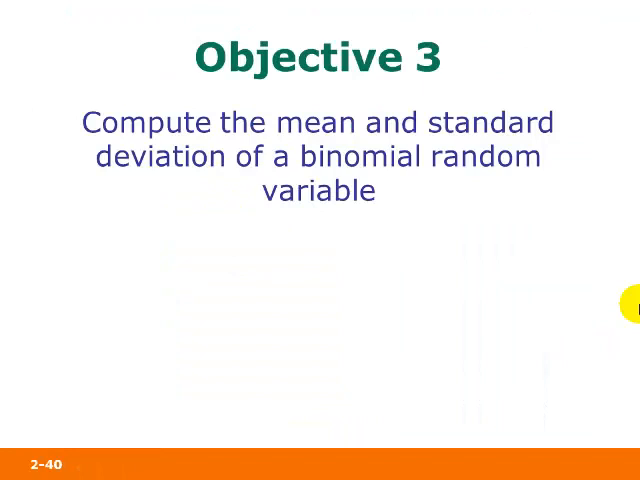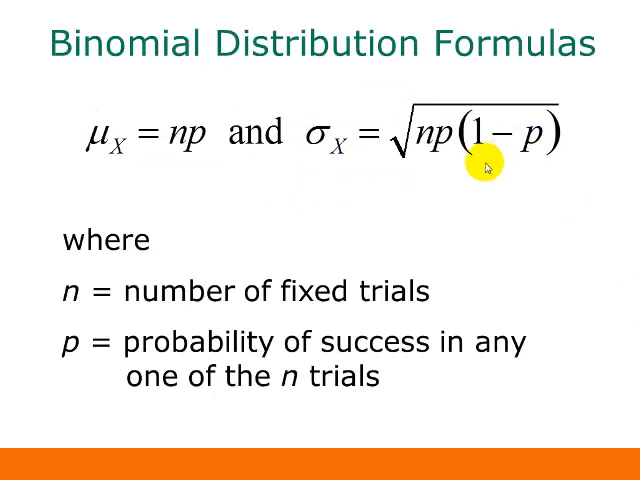Okay, the third objective in this section is to compute the mean and standard deviation of a binomial random variable. Now these are some of the easiest formulas in this whole class. This is the only time where I'll actually have you calculate a standard deviation because the formula is so easy. So for the mean for a binomial random variable, it's just n times p. Again, where n is the number of trials and p is the probability of success on any one of the n trials. So the mean is n times p.